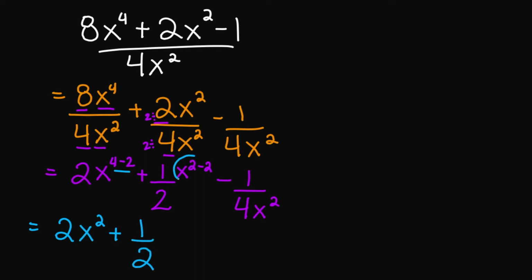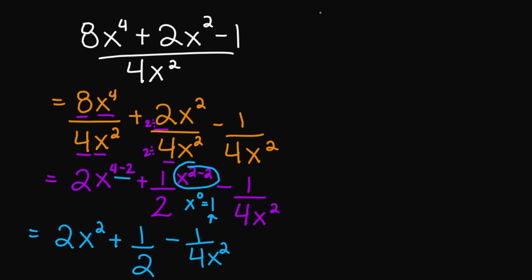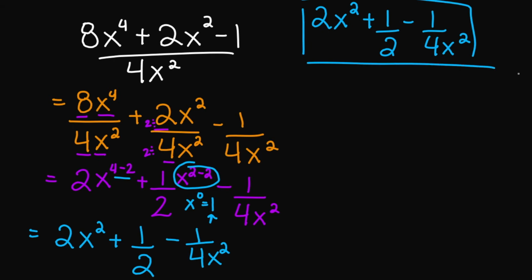Because x^(2 minus 2), this is going to equal x to the 0 power. And remember, x to the 0 power equals 1. And then we have minus 1 over 4x squared. So your final answer is 2x squared plus 1/2 minus 1 over 4x squared. And this is your final answer.